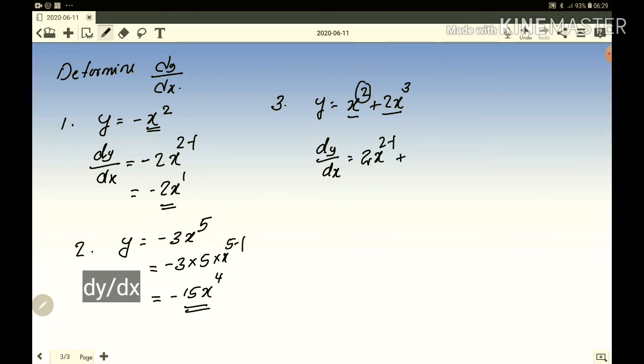Then plus, the coefficient just leave it as it is. We are differentiating only x. So x becomes 3x to the power 3 minus 1. You understand? Because the power is 3. So the final answer is 2x plus 2 times 3, 6x to the power 2. So we are done. Is it clear?